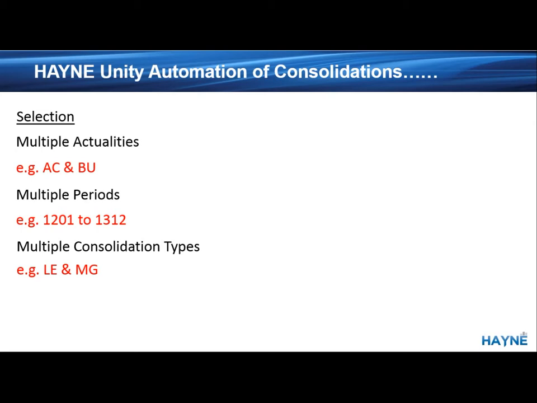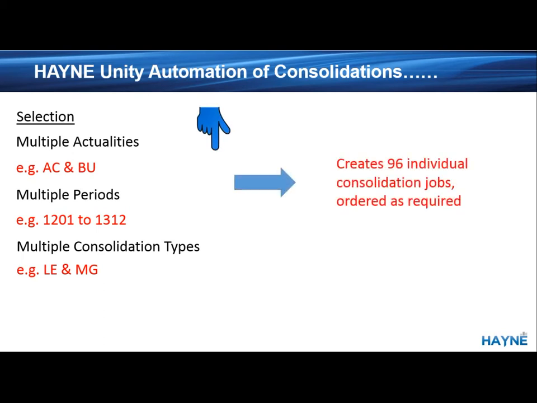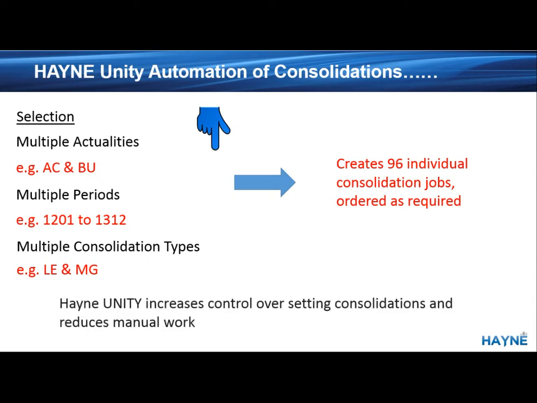In terms of consolidations, we've shown you that we can take multiple actualities, multiple periods and multiple consolidation types. Again, with one button press, we're able to create individual consolidation jobs ordered in the correct order. So Hayne Unity is increasing our control over the running of consolidations and reduces our manual work.